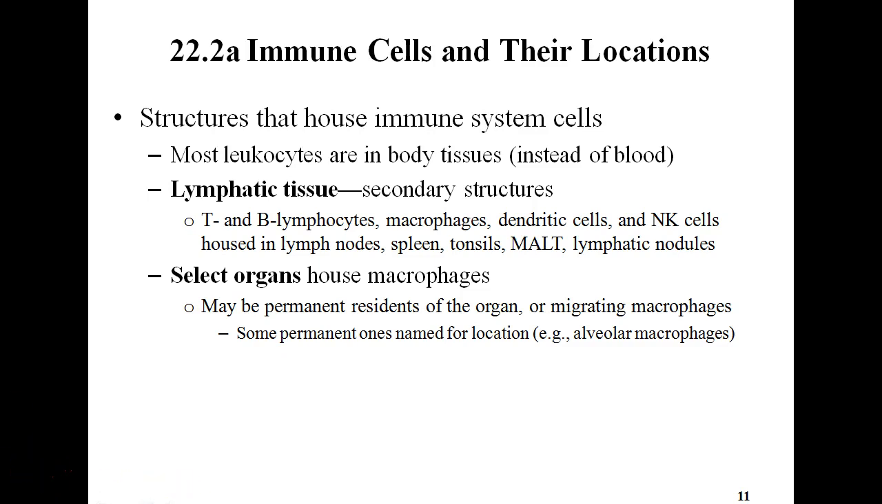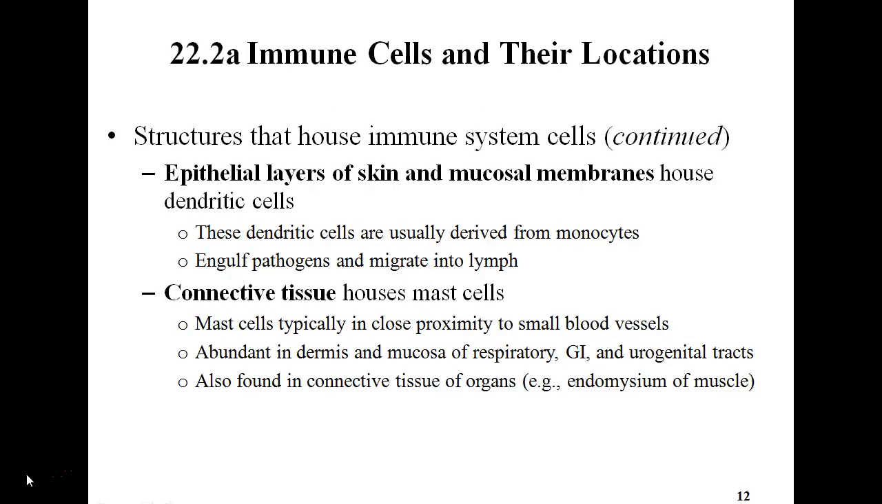And so in addition to finding these cells in lymphatic tissue, we're going to find these cells in certain select organs as well. That means that these macrophages might be migrating around generally in the body, or they might reside in one particular organ. So let's take, for example, the lungs. We have macrophages that reside inside little pockets inside the lungs. They're going to help kill any type of foreign invader that might be inhaled into the respiratory system.